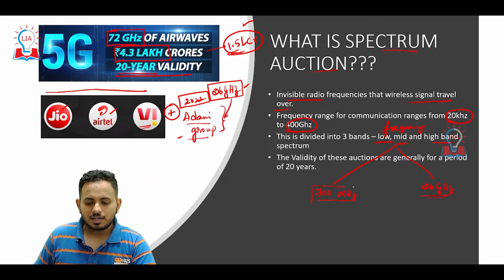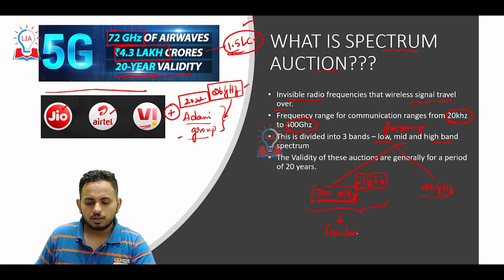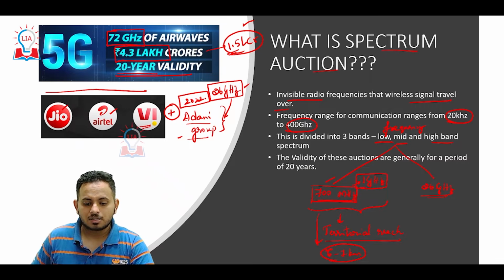So this 700 megahertz spectrum is also called as sub gigahertz spectrum, that is sub 1 gigahertz spectrum. It is invariably called as sub 1 gigahertz spectrum, and this is a spectrum that will have huge territorial reach, which means if at all this signal is used by Jio, then Jio will be able to transmit the signals up to 6 to 7 kilometers. This will be the range of 700 megahertz spectrum.